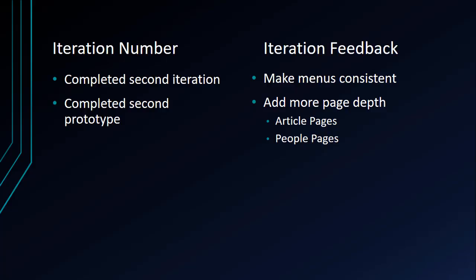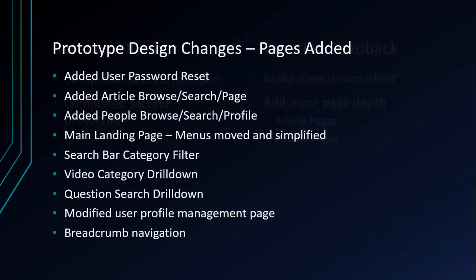So at this point, we've completed our second iteration, the second prototype. A lot of it was based on general feedback that we received from friends, family, or co-workers. One of the things was to make the menus constant and consistent. So you can see that we changed those, as Terry showed in the UI. Also to add more page depth, that's where we added the article pages and the people pages.